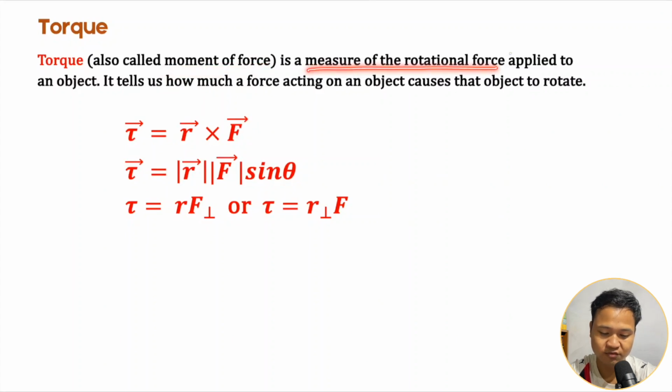It is a measure of the rotational force that is applied on an object. So that force creates rotation. Okay, it is a force that causes rotation. So here that torque is created. Okay, what we call torque is created here.